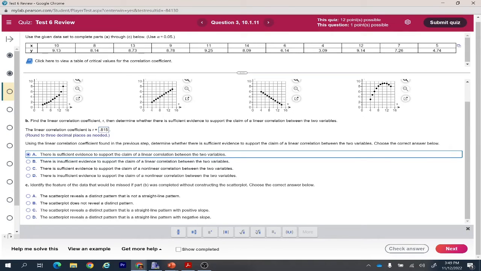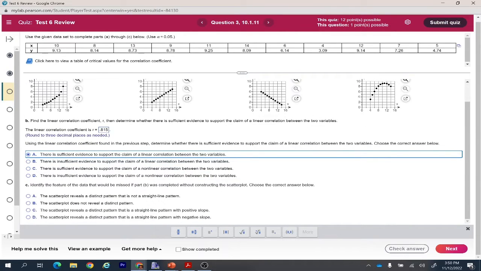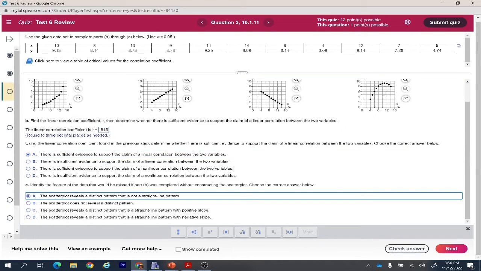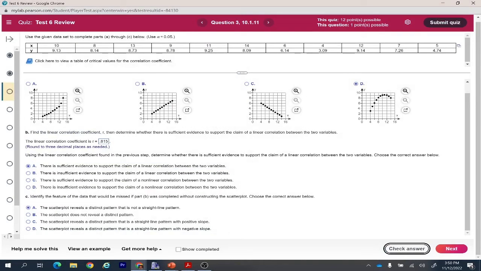Now, identify the feature of the data that would be missed if part B was completed without constructing the scatter plot. Choose the correct answer below. Look here. If we do not have this scatter plot, we would be assuming that it's highly correlated and the pattern should be a straight line, but because of this we can say that it's not a straight line. There is a correlation for sure, but it's not a straight line. So the scatter plot reveals a distinct pattern that is not a straight line pattern. This is what we find from the scatter plot. Let's check the answer, and that's correct.